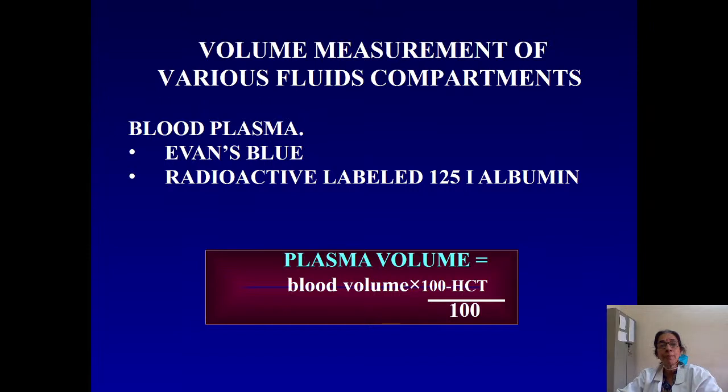So how do you calculate the plasma volume? Plasma volume is equal to blood volume times (100 minus hematocrit) divided by 100. Hematocrit is nothing but all your cells. Usually 45% are the cells and 55% is the plasma. Hematocrit is majorly because of your RBC volume. So blood volume times (100 minus hematocrit) by 100 is your plasma volume. That is how you get your plasma volume. Hematocrit is all the settled cells, so hematocrit will be 45%, whereas the plasma is 55%.